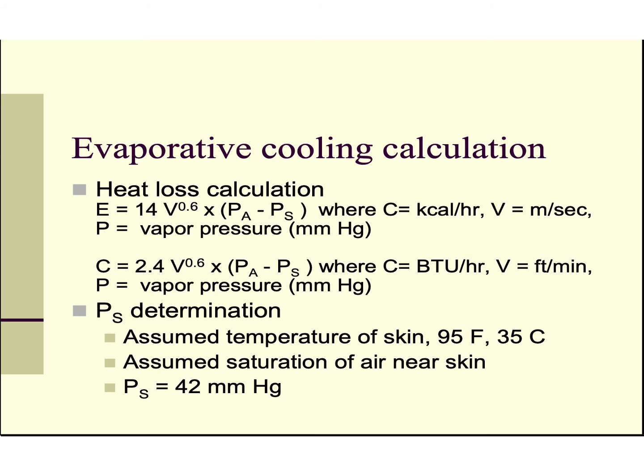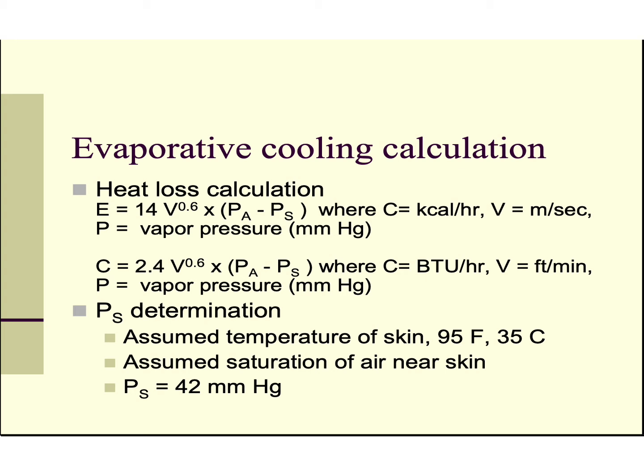Here are our equations for evaporative cooling calculations. You'll notice that they're very similar to the convective calculation in that we have the air velocity to the 0.6 power. Instead of a temperature difference, however, we have a pressure difference, where P sub A is the partial pressure of water vapor in the air, and P sub S is the pressure at the skin. And again, we have two different equations depending on whether we're looking at metric units or English units. The partial pressure of water vapor in the air is determined by the relative humidity and the air temperature.